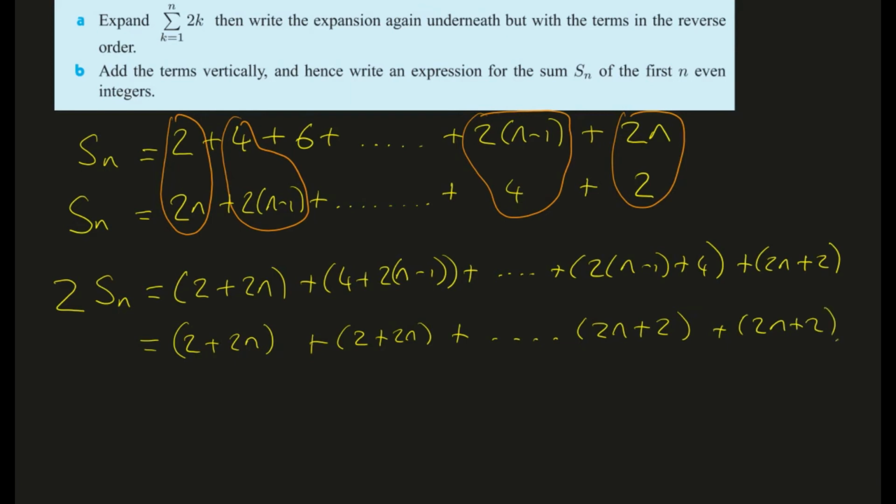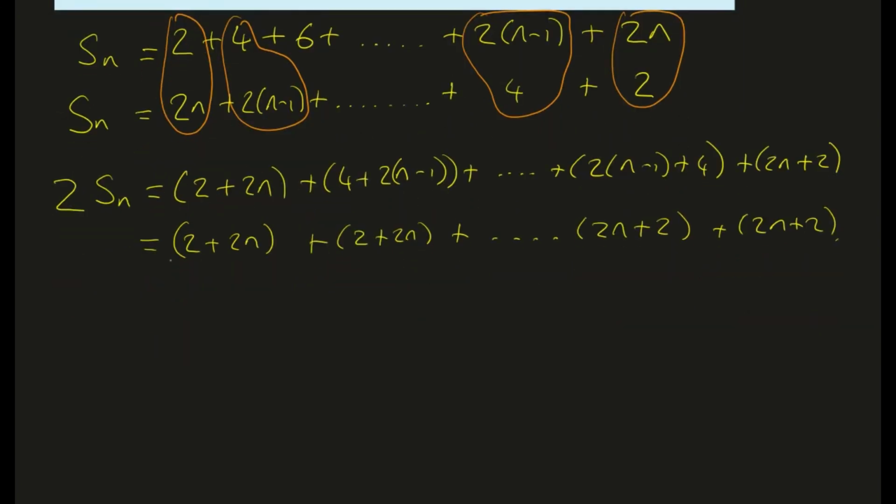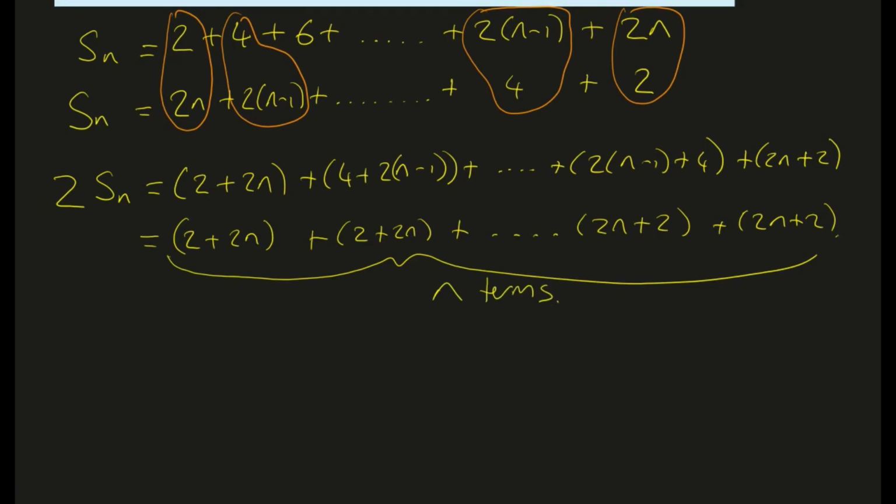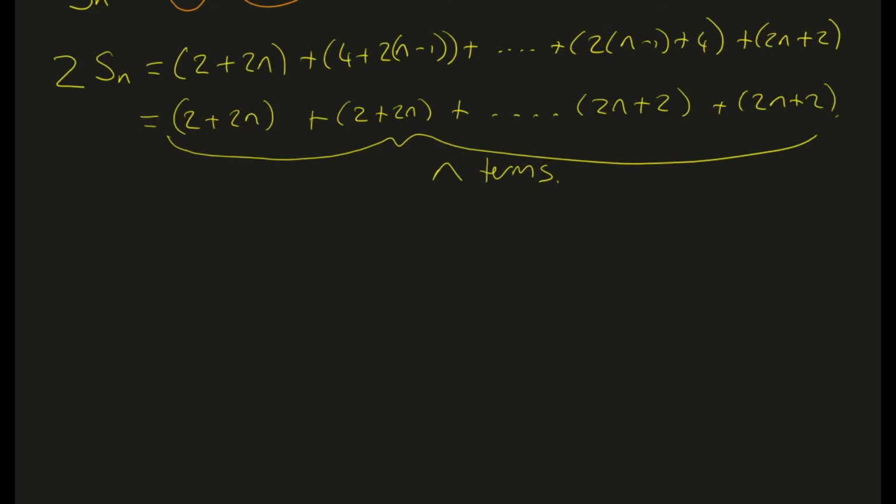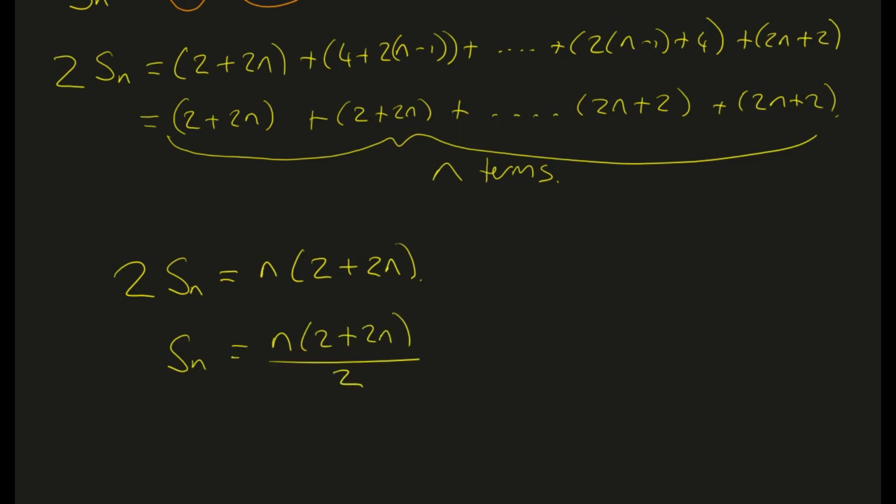And how many of these have we got? Well, just like in the last example, we've got n of these. We've got n terms. So if that's the case, we can use that same trick we used last time. 2 lots of that sum is going to be n times 2 plus 2n. So our job was to find what is the sum. Well, we'll just divide by 2, and we're kind of finished, right? The sum of those even integers is n times 2 plus 2n, all divided by 2.